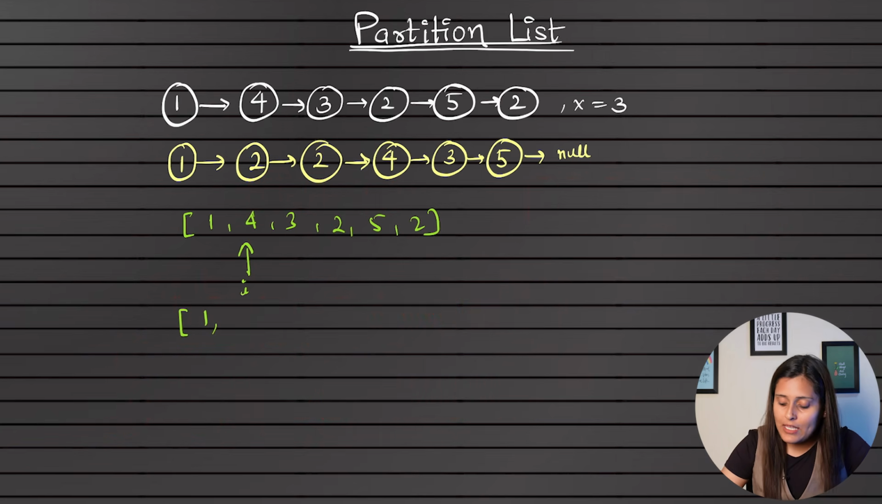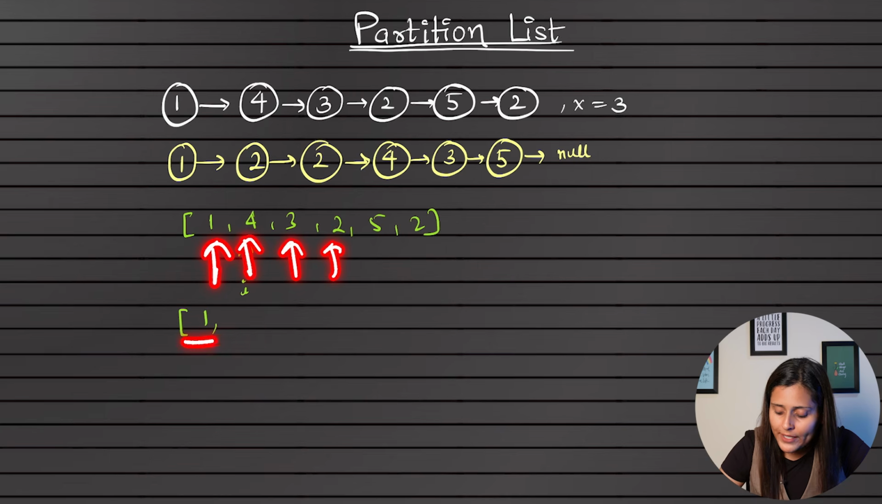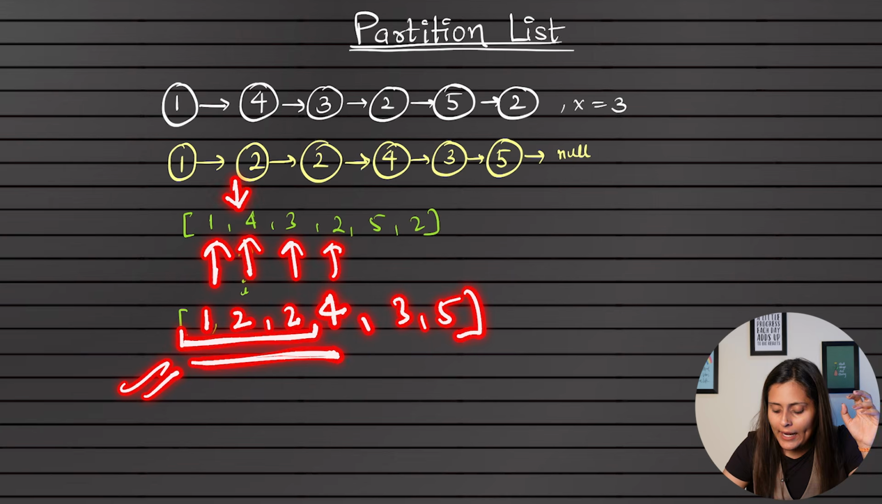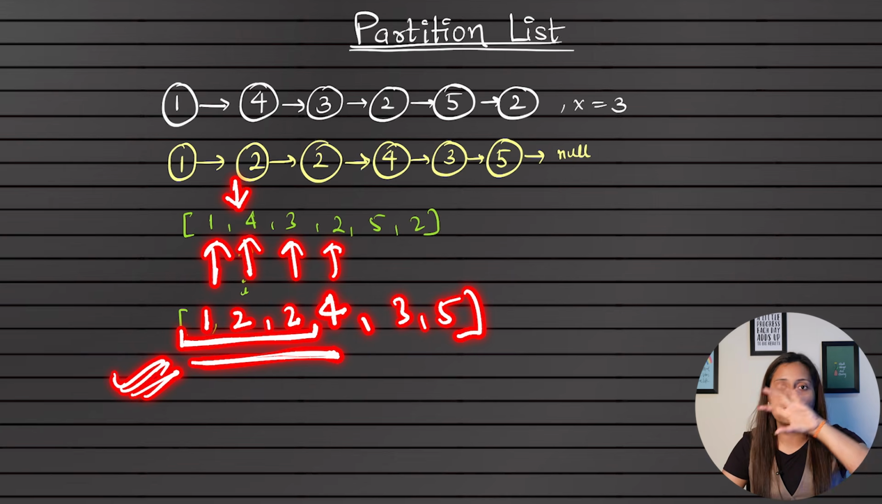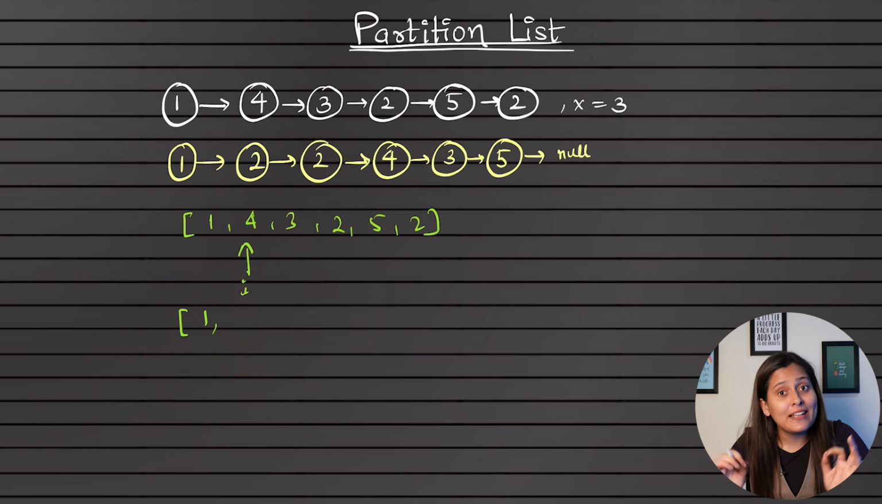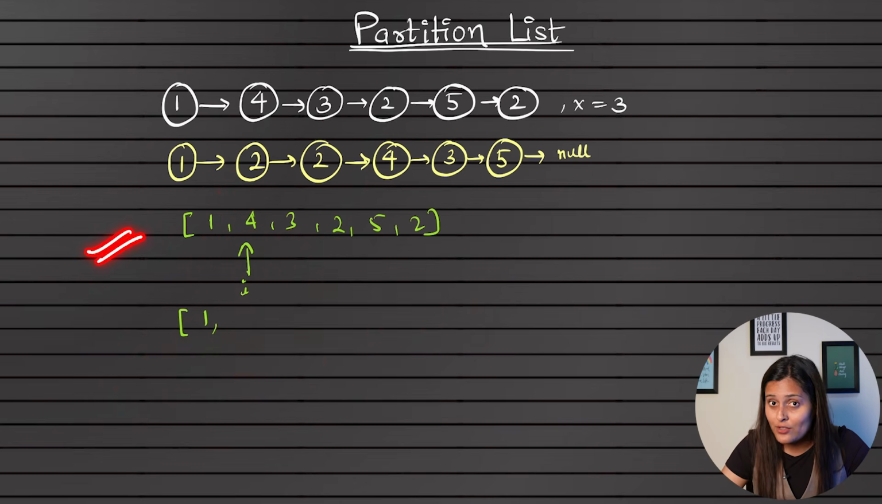Correct? The other way is to iterate one time and store first, means 1, then 2, then 2. Means store only those values which are lesser than x in the first iteration. Now iterate a second time and store all the values which are greater than or equal to x. Okay? So you will store 4, 3 and then 5. In both ways you will end up storing lesser values towards the left and higher values towards the right. Okay? But in a list it is very easy, correct? I just showed you. But how can we do it in the linked list?